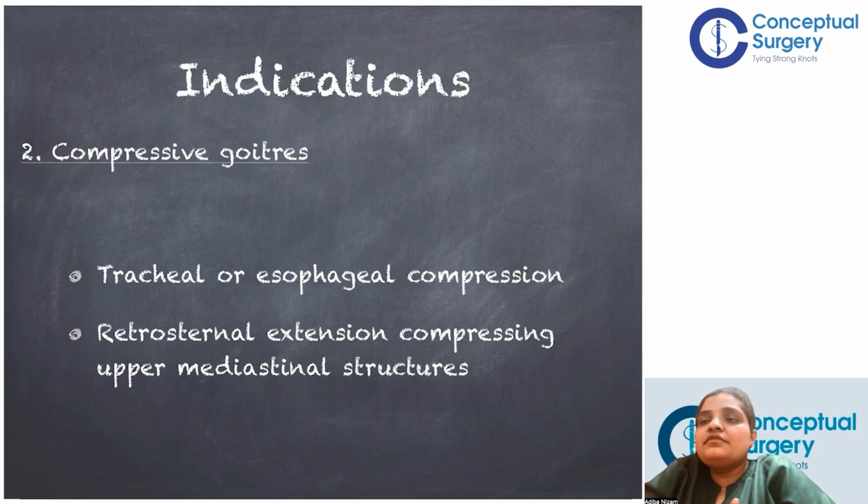Then another indication is for patients who have compressive goiters. The compression could be to the trachea or the esophagus, leading to difficulty breathing, a change in voice or hoarseness, or difficulty in swallowing. Then there could be a retrosternal extension which compresses upper mediastinal structures, leading to possibly a thoracic outlet syndrome.